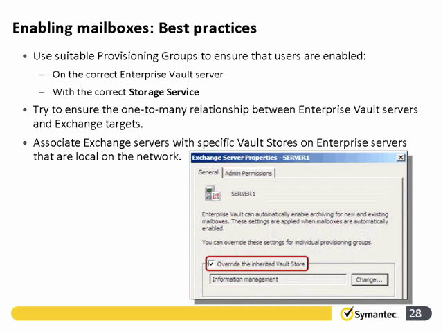Also, you want to make sure that you associate Exchange servers with a specific Vault store on the Enterprise Vault servers that are local on the network. And when we say local on the network, from an Active Directory standpoint, that means within the same Active Directory site. Also, you do have the option for the individual Exchange servers. In this case, we're talking about the Exchange server properties within the Enterprise Vault Administration Console, as to whether or not you wish to override the inherited Vault store. So this gives you the option of overriding the site settings for the Vault store that's going to be used for that particular provisioning group.